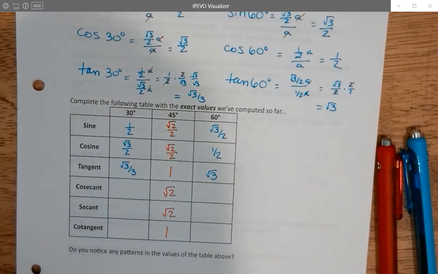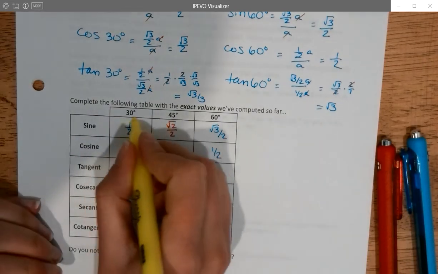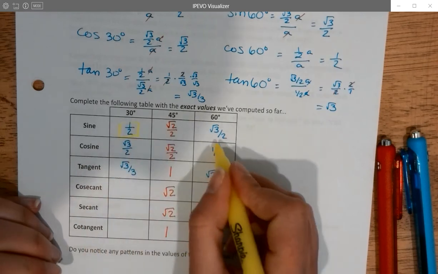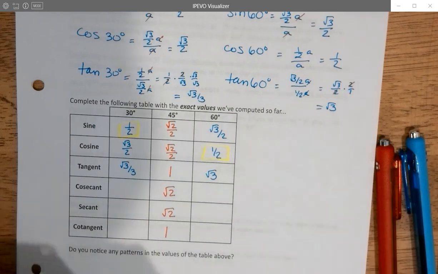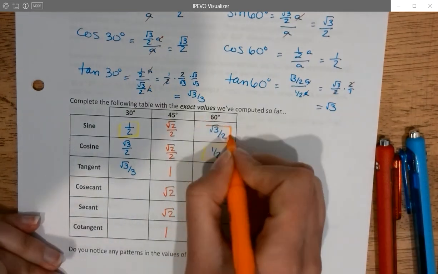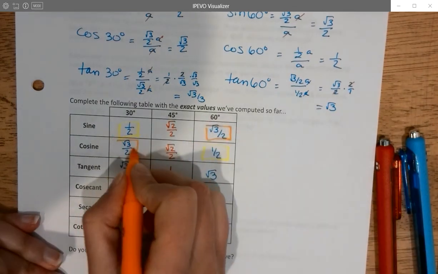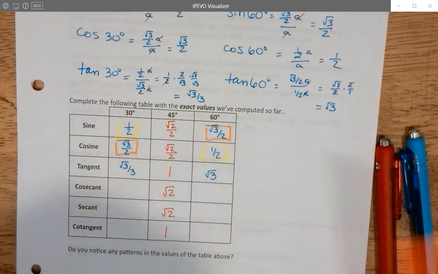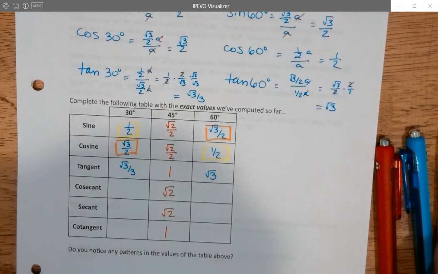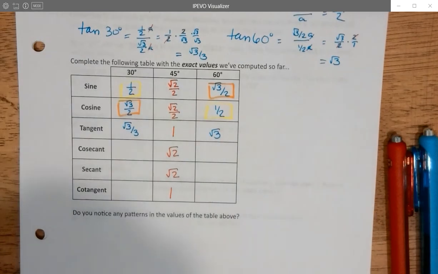Notice that there are some patterns here. The sine of 30 is 1/2. The cosine of 60 is 1/2. These are called cofunctions. They are not the same as the reciprocal functions, but there are some patterns there where they are related to each other because they're built upon the same triangle. Sine of 30 and cosine of 60 are cofunctions. We'll talk about those as we get to the patterns right here at the bottom.